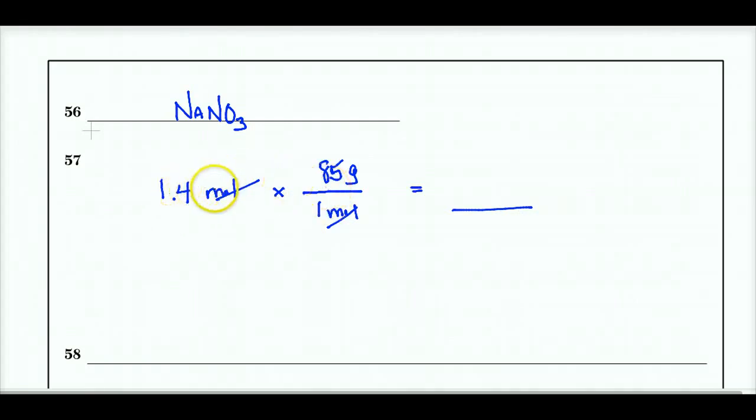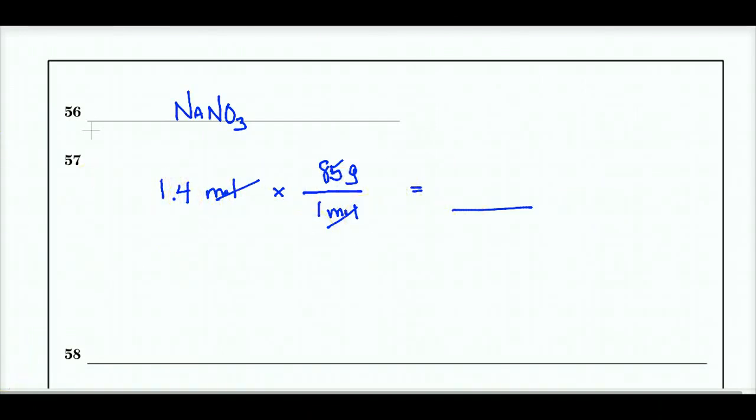They don't necessarily have to have this canceling out. They would accept all different kinds of things as long as you show 1.4 multiplying by 85. Okay, that would all be acceptable. Of course, with those studying chemistry, I would guess that you would write something along these lines. But 1.4 times 85, something along those lines is the answer.